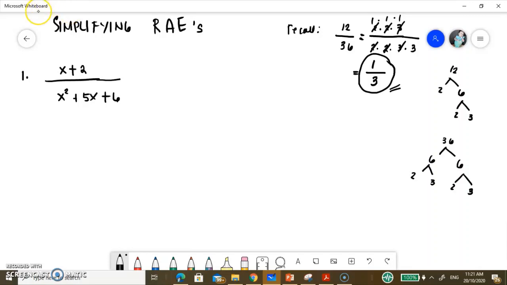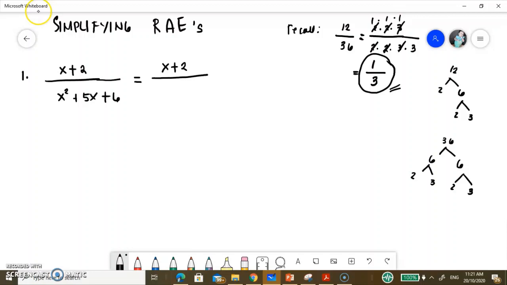But for this example here, kung titingnan nyo, yung numerator natin, it cannot be simplified anymore. It cannot be factored. Hindi na siya mga factor. Nasa simplest form na siya. So, we simply copy that. That's x plus 2. But if you check out the denominator, polynomial si numerator and denominator, makikita nyo na pwede siyang i-factor.